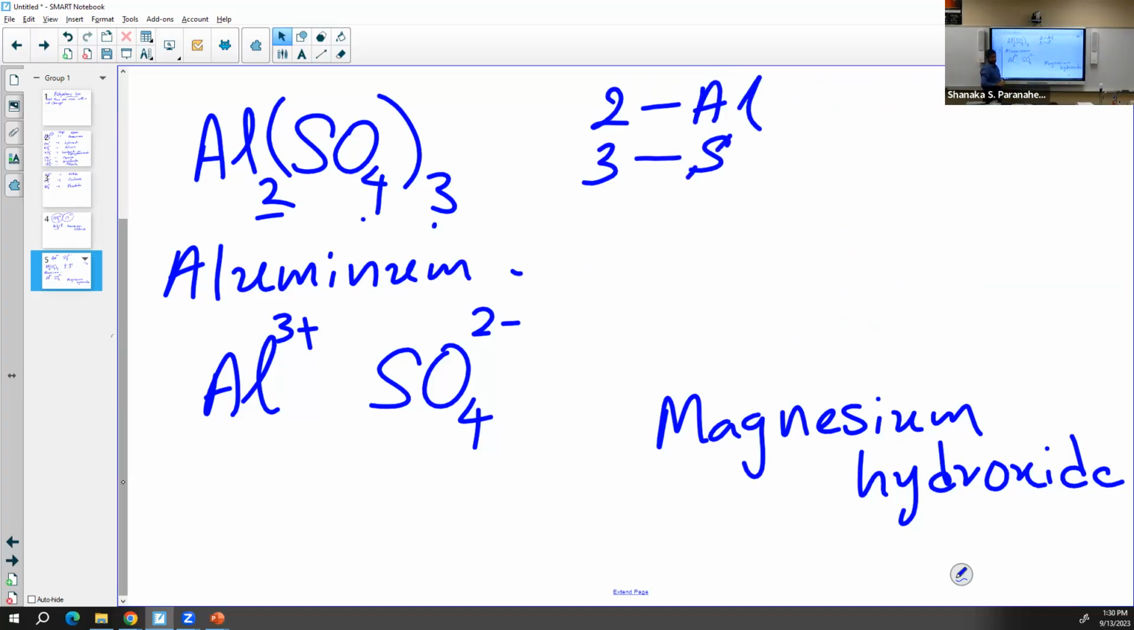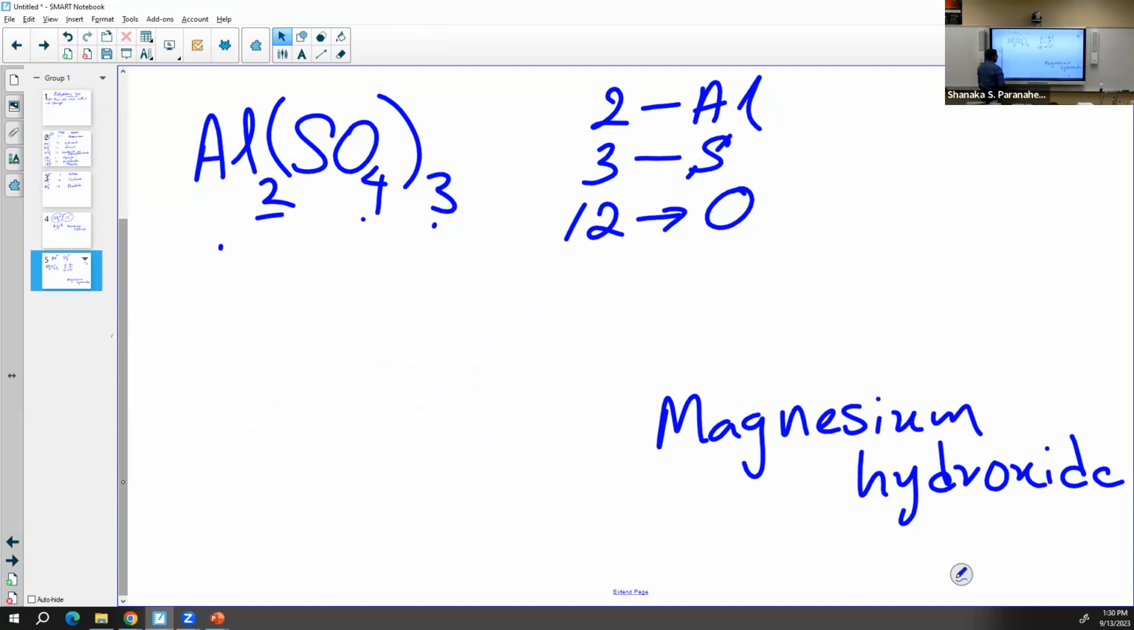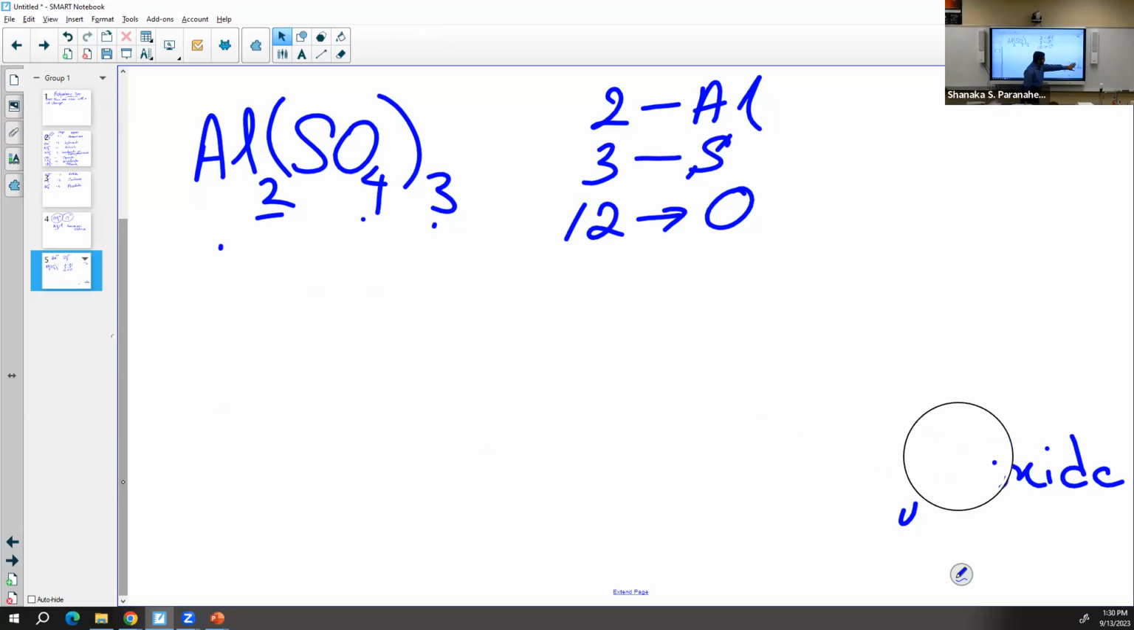4 times 3. Each sulfate has 4 oxygen, and there are 3 units of that sulfate. So 4 times 3 is going to be 12 oxygen. So we are going to multiply by the number outside of the parentheses to get the number of atoms. Okay, so we will use this in the next chapter. So you should be able to count the number of atoms in the molecule. Okay, any question? Name is aluminum sulfate.